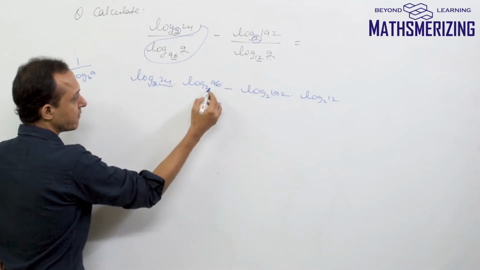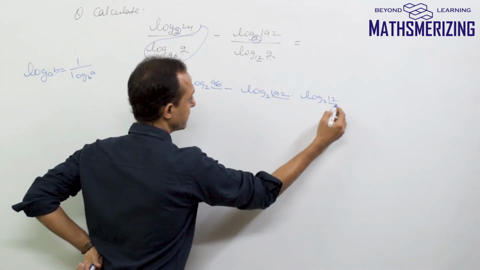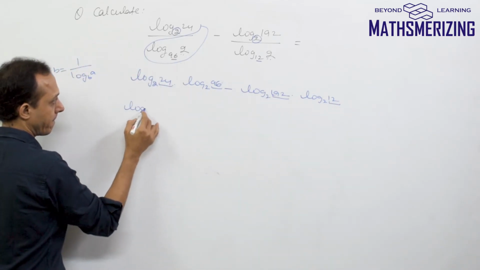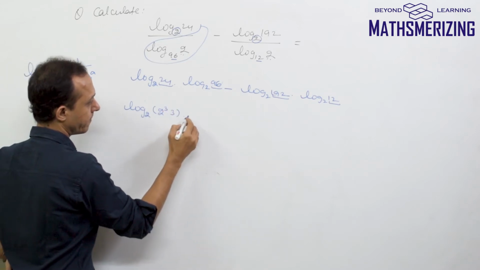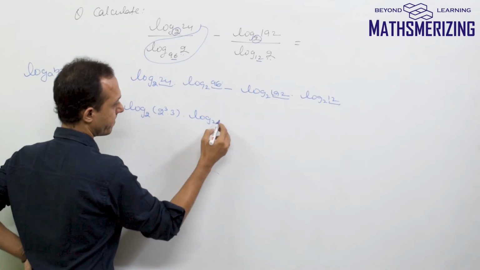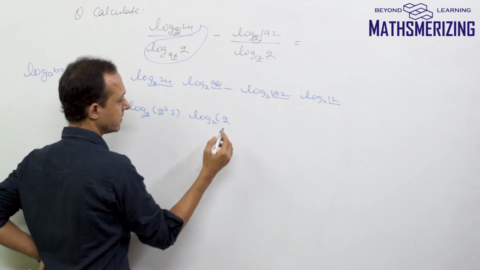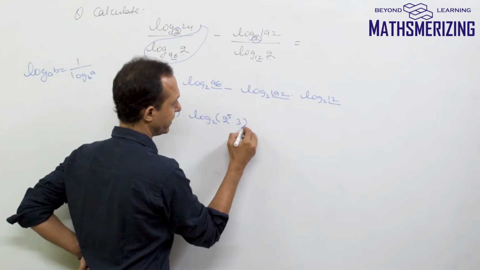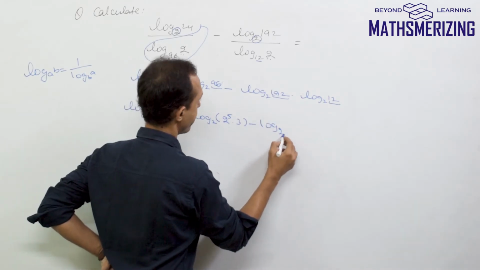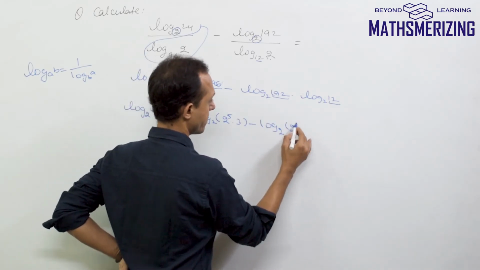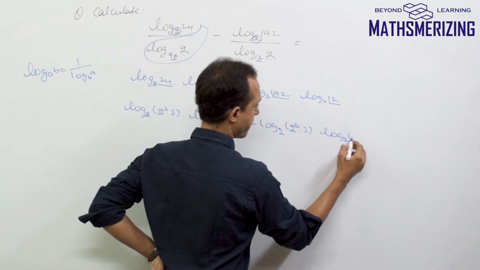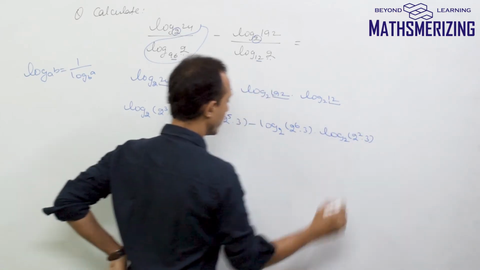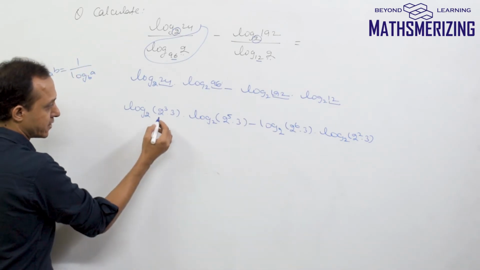Now I'll express each of these numbers as prime powers. So 24 is 2 cube into 3. 96 is 2 to the power 5 into 3. 192 is 2 to the power 6 into 3, and 12 is 2 square into 3. Now each of these expressions is log of m into n.